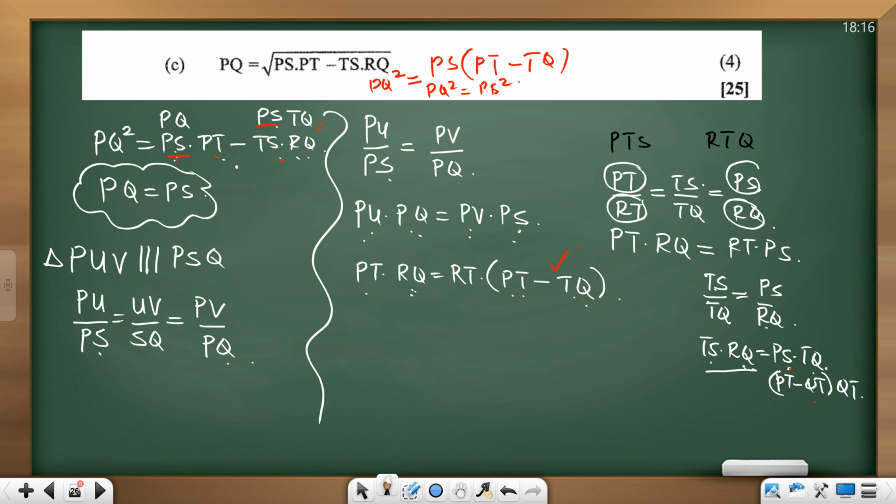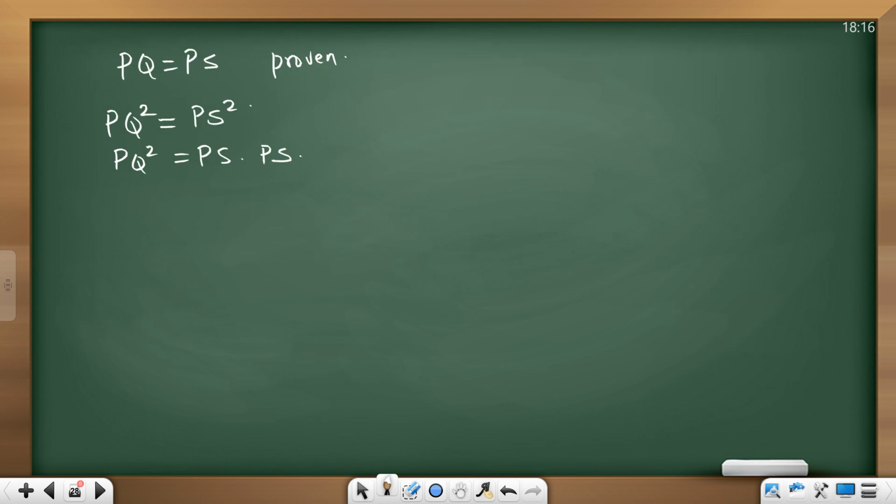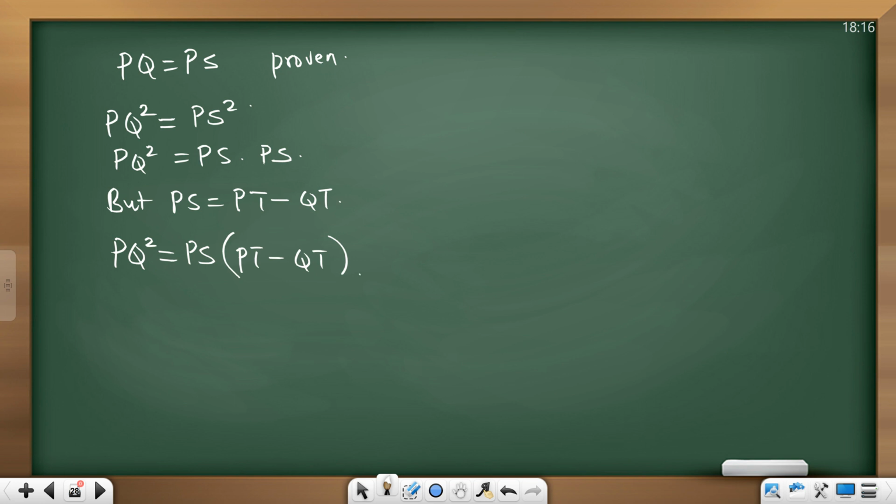All right. PS, but PS equals to PT minus what? QT. But PS equals to what? PT minus what? QT. Does that make sense? Can we replace it? PQ squared equals to what? PS into bracket PT minus what? QT. Is that making sense? Can we expand? PS PT minus PS QT. I think it's looking like where we are going.